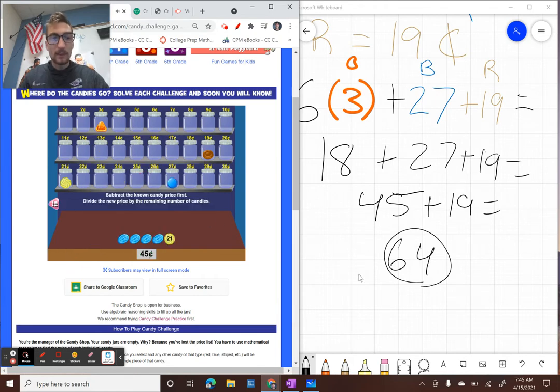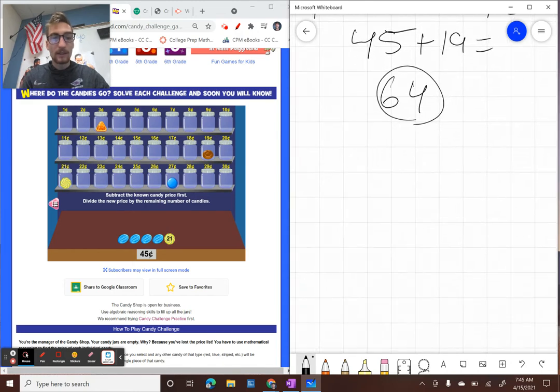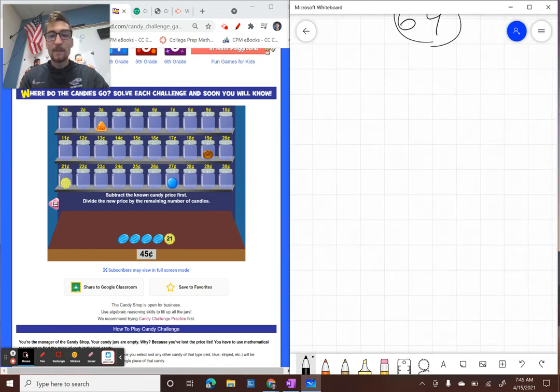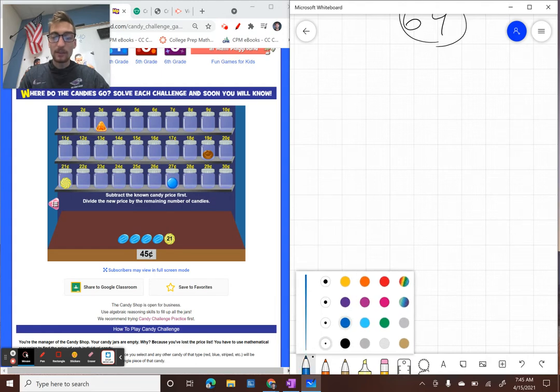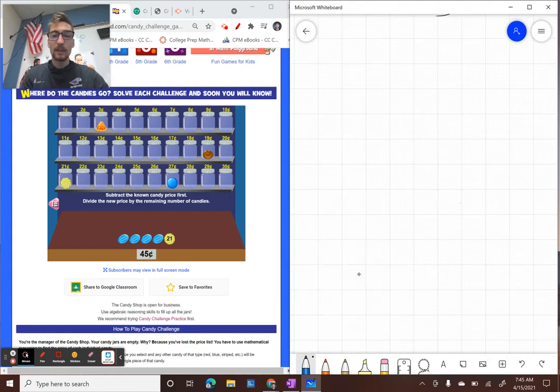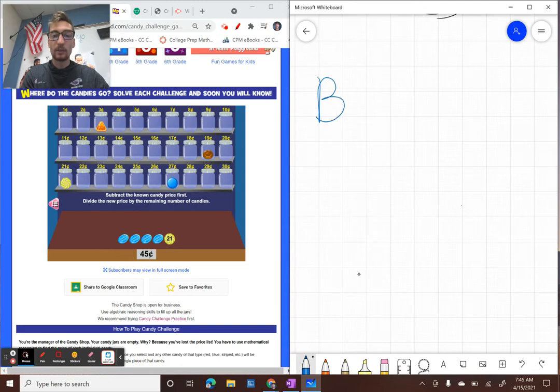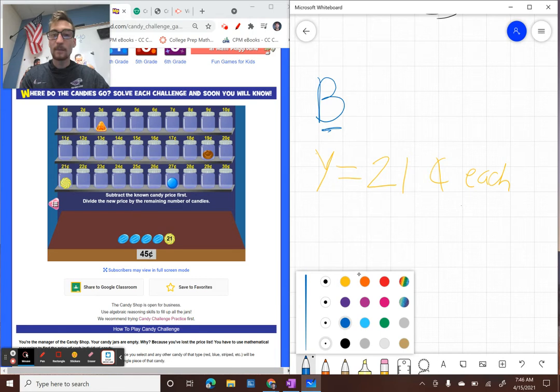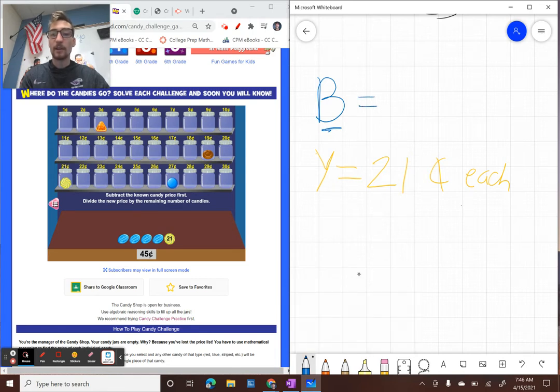All right, now it says subtract the known candy price first and divide the new price by the remaining number of candies. Looks to me like we can set up an equation here. How can we set up this equation if we have our blue candies represented by the variable B and our yellow candies represented by the variable Y? Well, right now we know that Y, the yellow candies, equal 21 cents each. Do we know the cost of the blue candies each? No, we don't. So you could use the variable X, you could use the variable B, whatever you want to use. I'm going to use the variable B here.